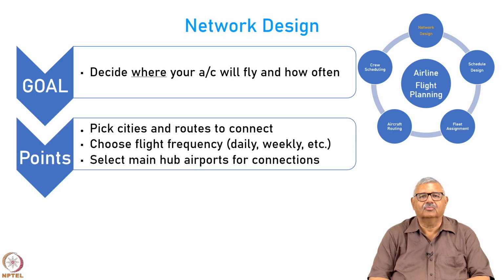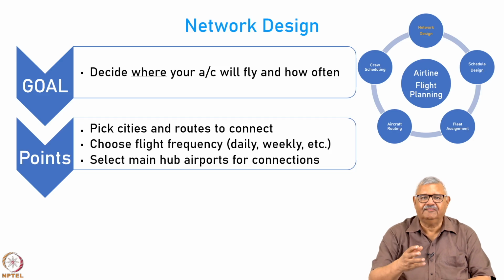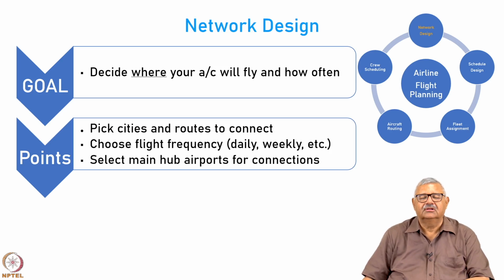Now, to meet this goal, there are a few important points. First point is that we need to pick the appropriate cities and the routes to connect, because it is driven by the market requirements. An airline is a business. You don't fly where you want to fly, you fly where people want to fly or where cargo wants to be transported. So you have to pick cities and choose the routes carefully, looking at the demand, the competition, and what resources are at your disposal.